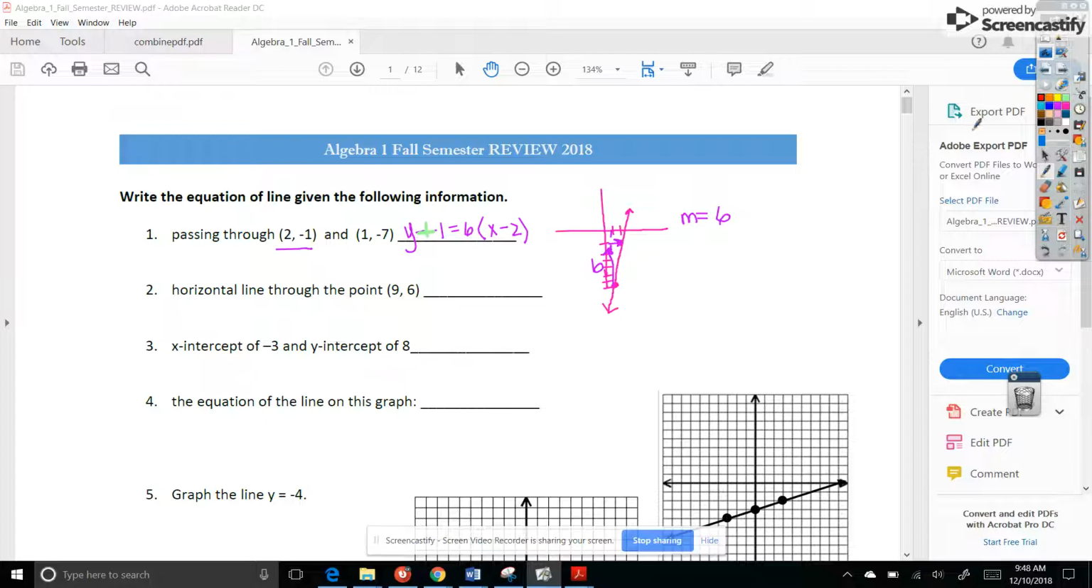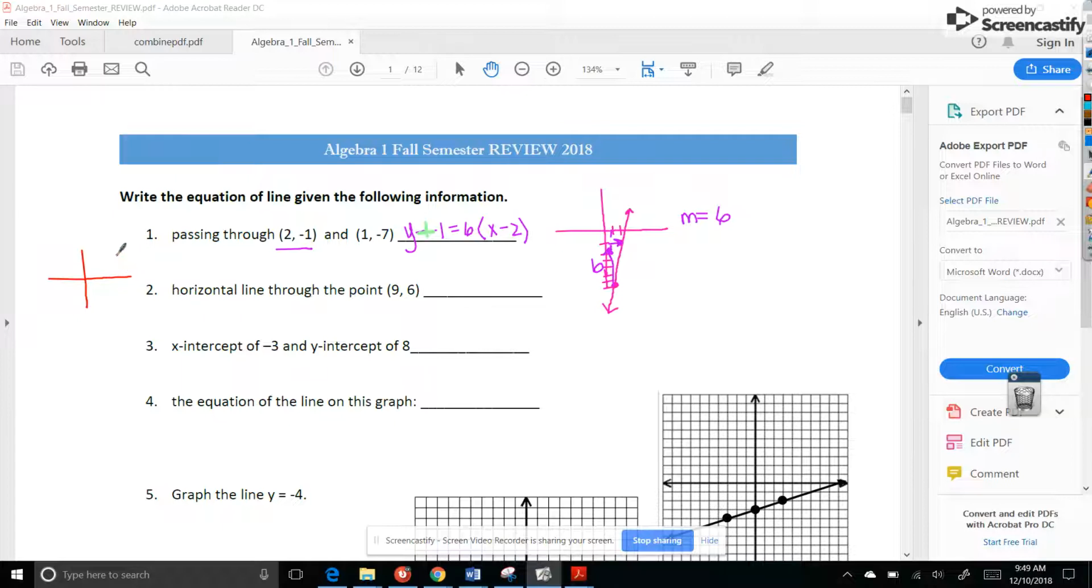In number 2, I have a horizontal line through the point (9, 6). So if I think about what that looks like, 9 to the right, 6 up, and I'm a horizontal line. This has a slope of 0, so I can't really write it in any of these forms. I have to write it as y equals 6 because I have a y-intercept of 6.